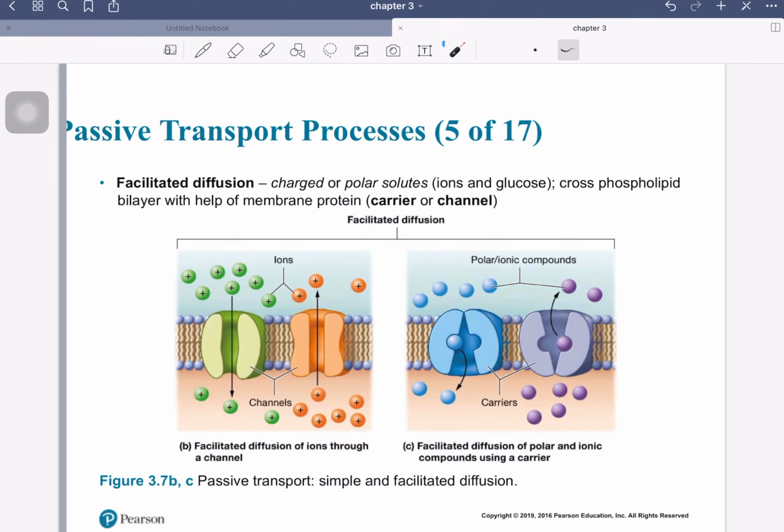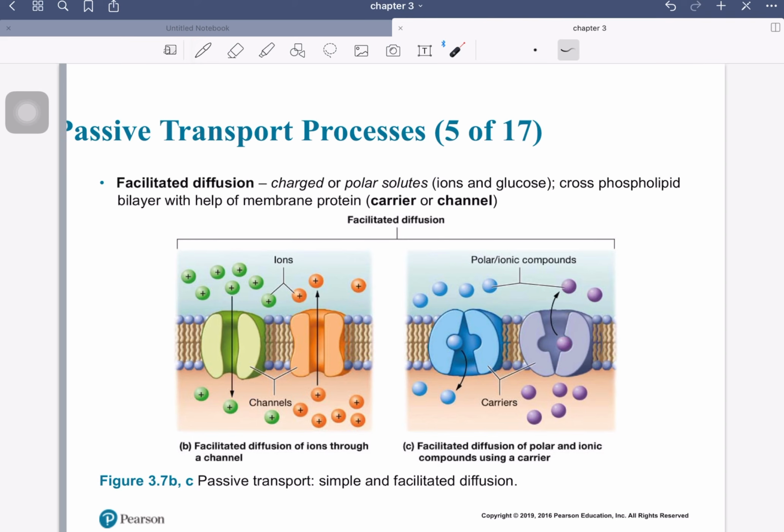Okay, facilitated diffusion. The name tells you a lot. To facilitate is to help, to direct, to ease, etc. So facilitated diffusion. Remember the last time it was non-polar solutes? This is how polar solutes, so ions, glucose, can cross the phospholipid bilayer with the help of a membrane protein. And often we refer to these as carriers, or a different type would be a channel.